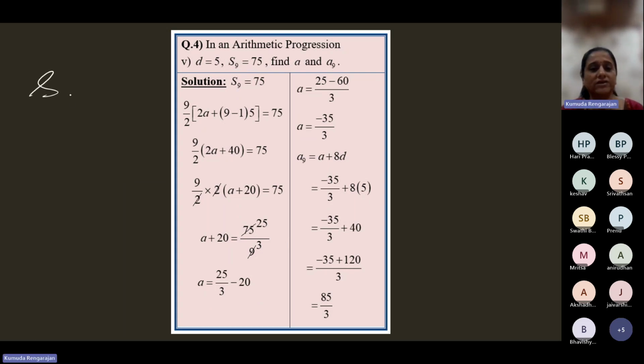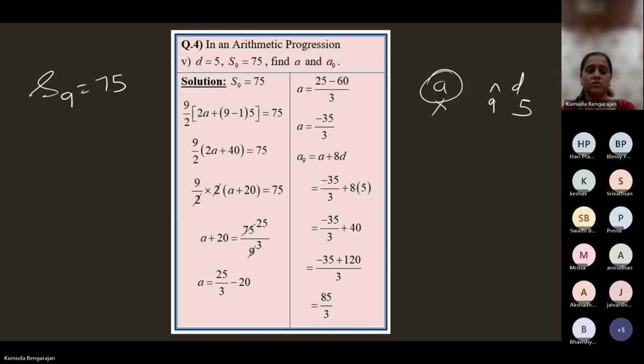I'll repeat. S9 is equal to 75 is given to you. Now we know in this Sn formula, we have three unknowns, a, n, and d. a is not given. n is 9 because S9. And d is given, 5. So that means when you write the formula for Sn and substitute the values, only a will be the unknown. So you can work that and find the value of a, minus 35 by 3. Then find a9, which is a plus 8d. You know the value of a, you know the value of d, substitute and calculate, 85 by 3.